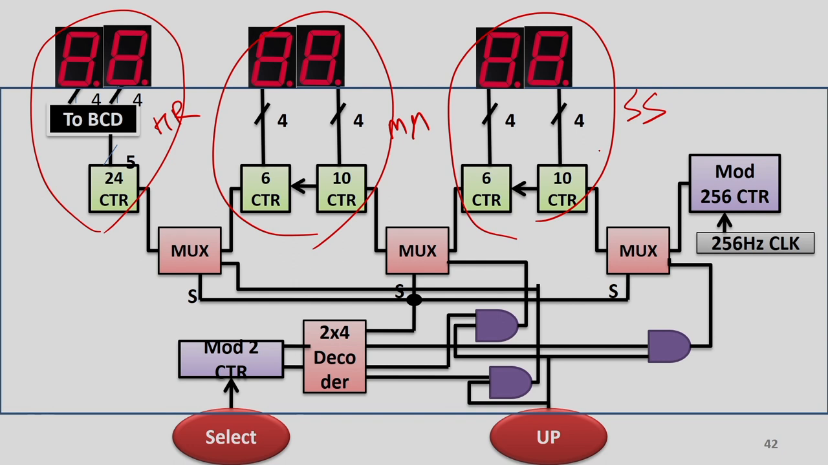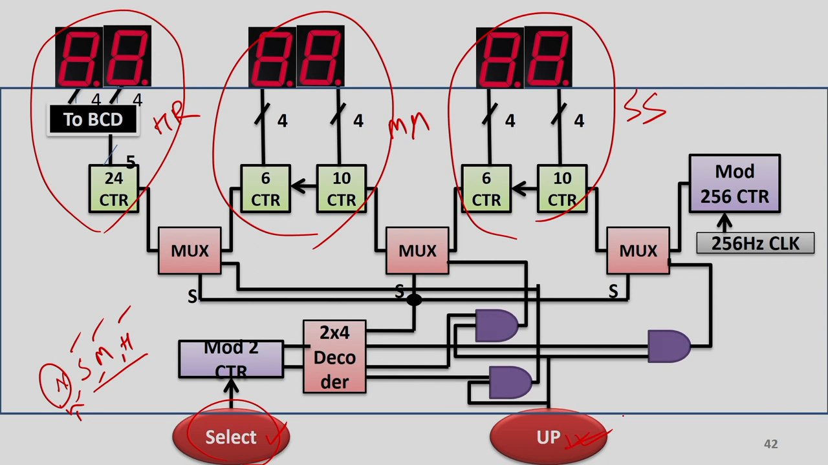And we can select, suppose you choose select, this button is used for normal operations, or for selecting second, minute and hour. We can select whether it will work on normal operation or we are selecting any one of these. And if it is not in normal operation and you are selecting any one, then that counter will go up based on the up pulse that you are putting.